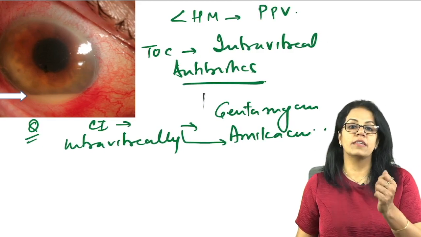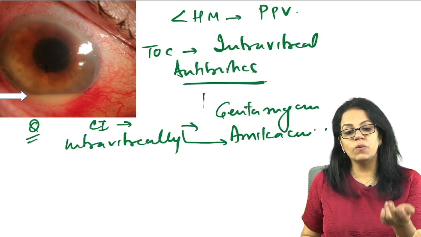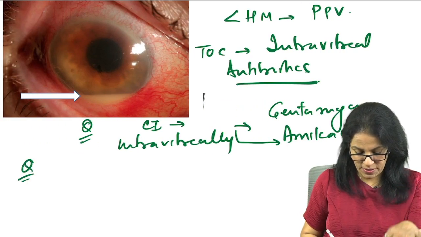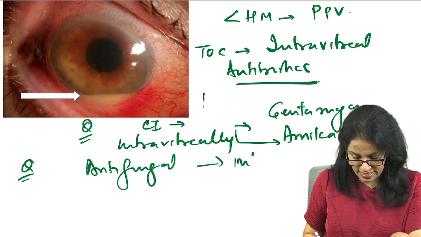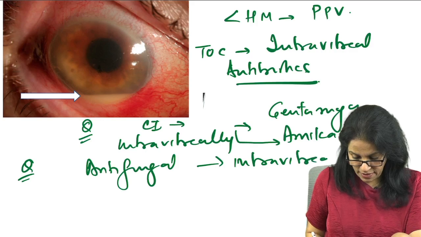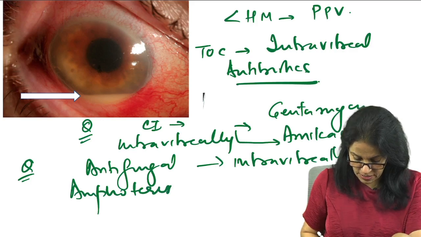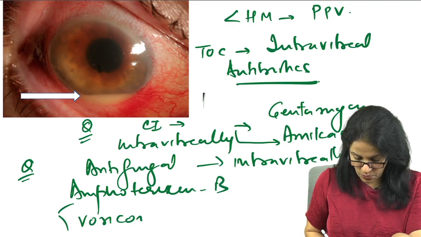And which are the antifungals? If it is a fungal endophthalmitis, you have to give an antifungal. Which antifungal is allowed intravitreally? That's another question. So, which one can you give intravitreally? Antifungals that can be given intravitreally. Now you have to answer is, you will say amphotericin B. Okay? And second that you can answer here is amphotericin B, or you can talk about voriconazole. It is voriconazole.